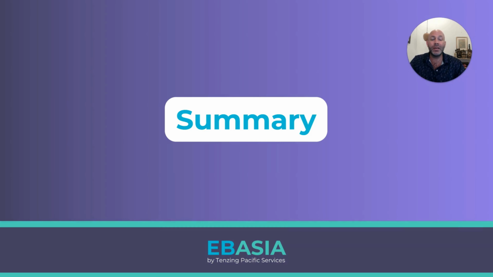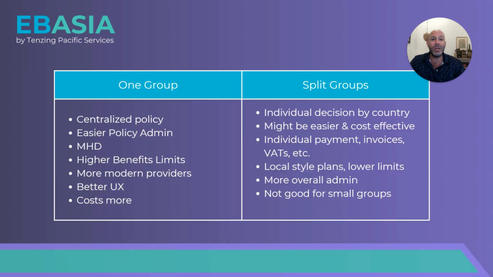So overall, the summary, you're going to have an option. One is doing one group, the other is doing split groups. One group is generally going to be easier policy admin. You can take advantage of better group discounts, get your employees covered for any pre-existing conditions that they may have easier. It's going to be higher level benefits with more modern providers and overall better user experience. The big downside is it costs more.